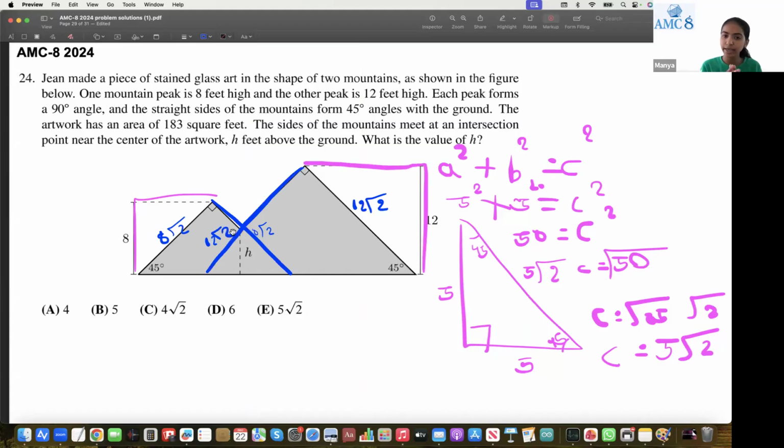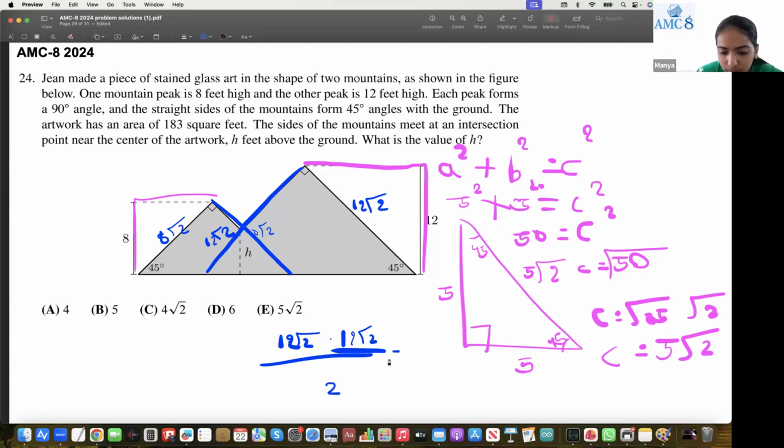Now, we need to calculate the area of this. So, just of this area right here, you know that it's base times height divided by 2. We can do 12 square root 2 times 12 square root 2, divided by 2.